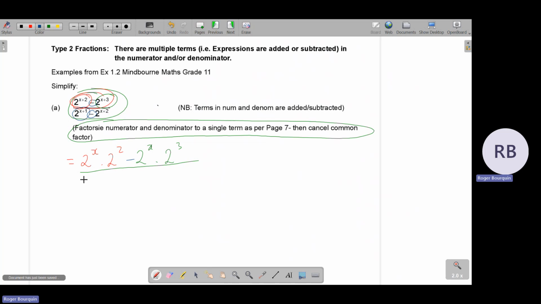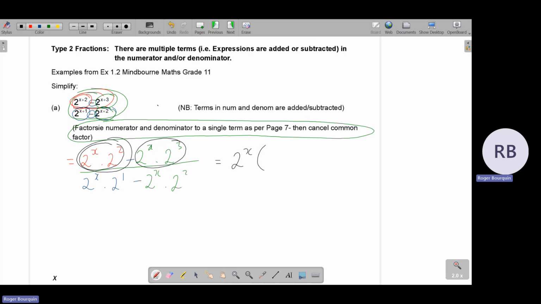Then over here, 2 to the x plus 1, I'm going to write as 2 to the x times 2 to the 1. Then I'm going to have a minus sign. 2 to the x plus 2, I'm going to write as 2 to the x times 2 squared. I do that because I want to factorize. So in the numerator, I've got two terms. I want to take out the thing which has a letter as an exponent. So I'm going to take out 2 to the x to get back to this term over here.